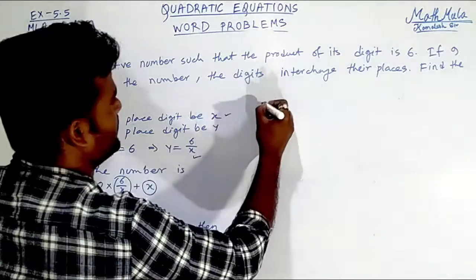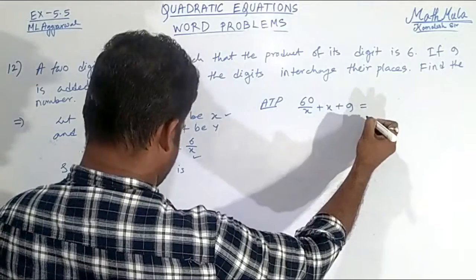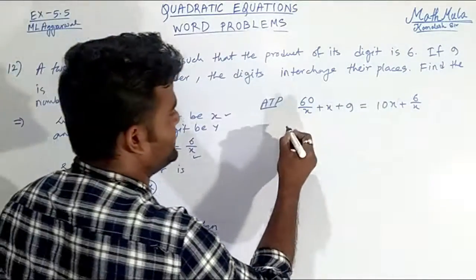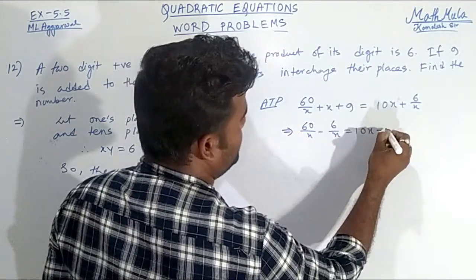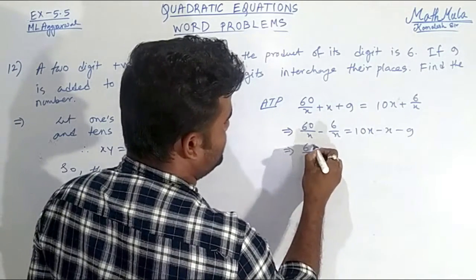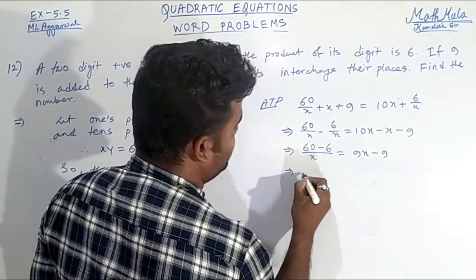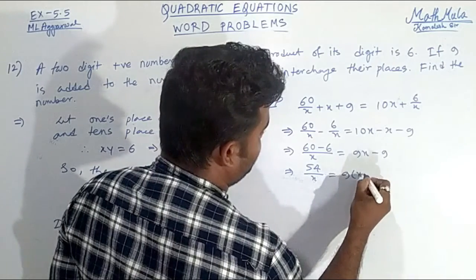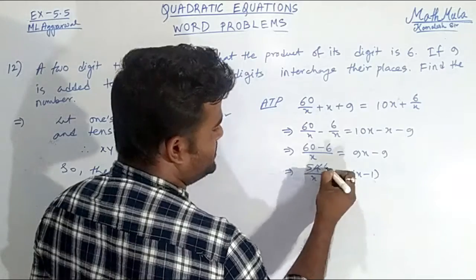Now according to the problem, 6 by x plus 9 is equal to 10x plus 6 by x. Now solve this equation. 60 by x minus 6 by x is equal to 10x minus 6 minus 9. That implies the LCM is x, that is 60 minus 6, and this is 9x minus 9, and this is 54 by x, and this is 9 of x minus 1.